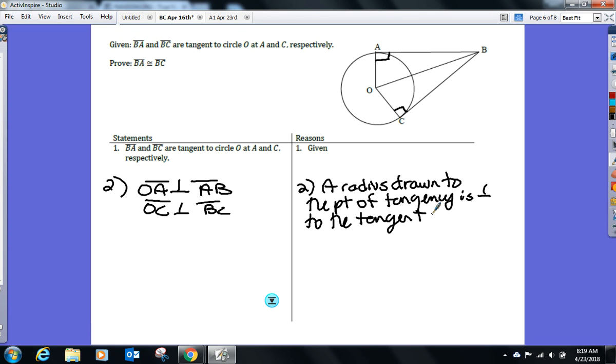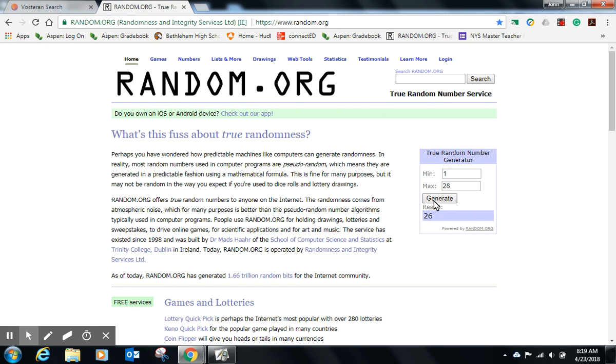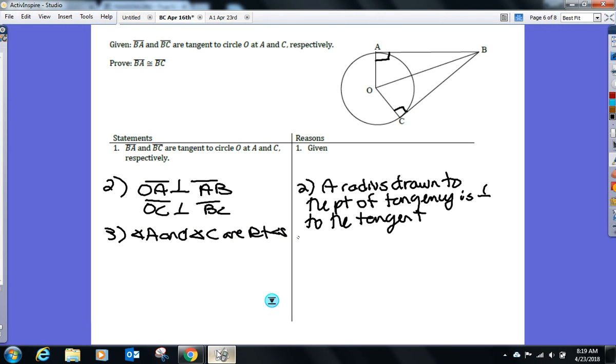Now, how do you get the right angles? That's an old school reason. It's a reason we've been using since October. So angle A and angle C are right angles, and what would be that reason that we've been using all the school year here? 26? There you go. If you said they were congruent, fine.